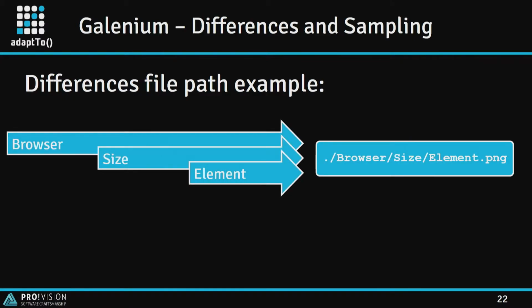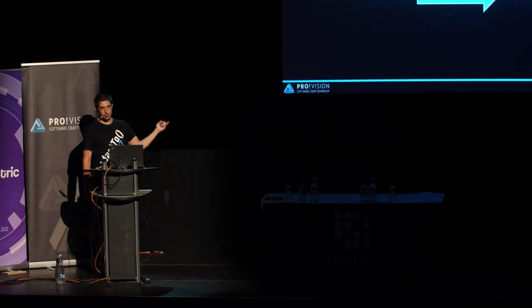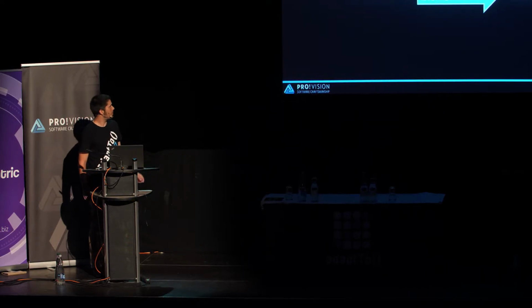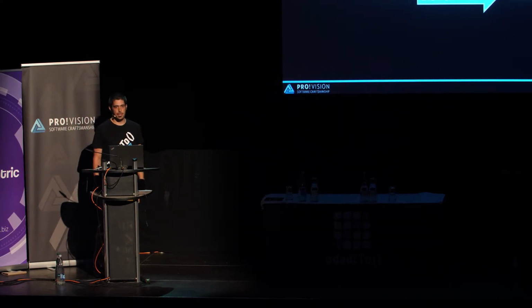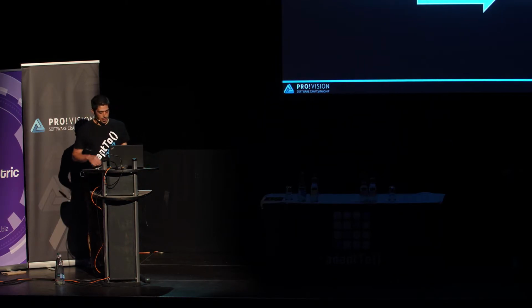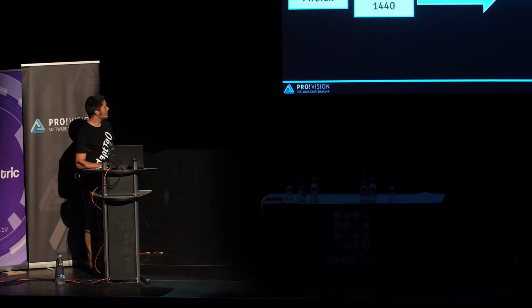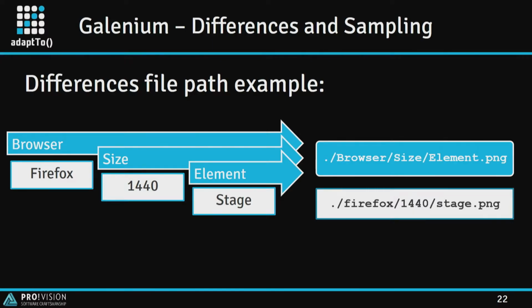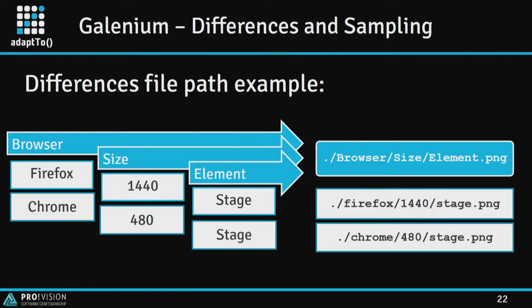So basically, I picked 3 expected differences. The browser, it's going to be a little bit different in browsers. The size, it really depends on whether you're looking at mobile or desktop, and the element. As some examples, like Firefox, kind of desktop-ish, looking at stage, it's going to be that path. If we take Chrome and a more mobile thing, look at stage, it's going to be that path. If we don't have the differences, we're just going to have one image, and we don't stand a chance. So this is how differences work.